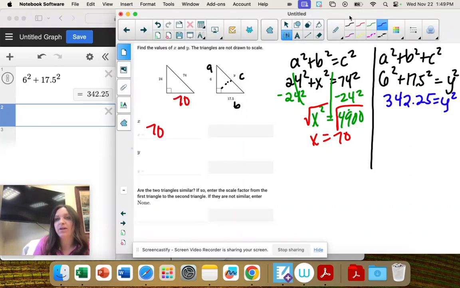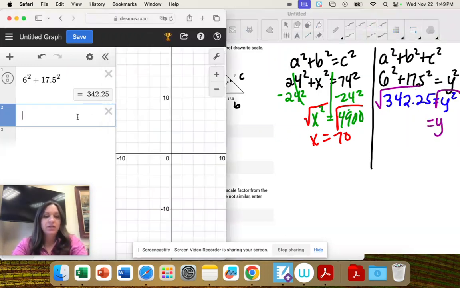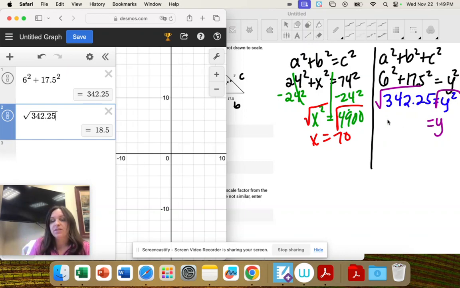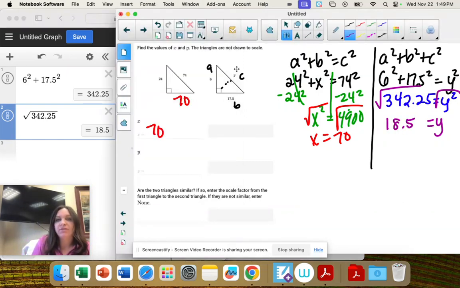That's y squared, but we just want y. So we're going to take the square root of both sides. And I just always type it like that, but there's the menu down there with all the buttons. Is 18.5.